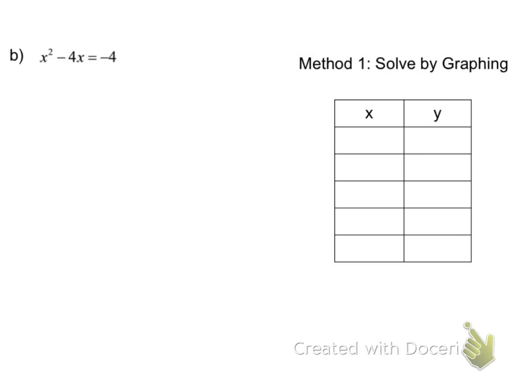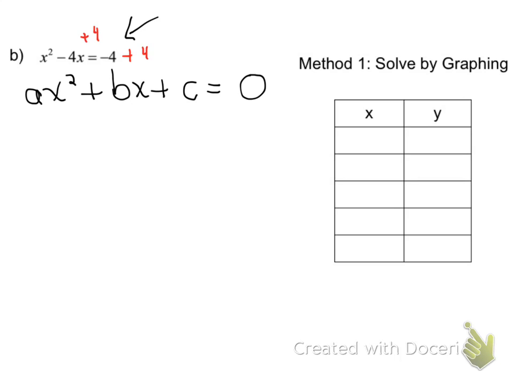Now, before you even start this equation for question B, you have to make sure that your equation is written in standard form. And standard form is ax squared plus bx plus c equals 0. This equation is not equal to 0, so we need to do some work before we even start. I'm going to go ahead and cancel out this -4 by adding 4 on each side. And you'll see that when I do that, I'm going to end up with an equation equal to 0.